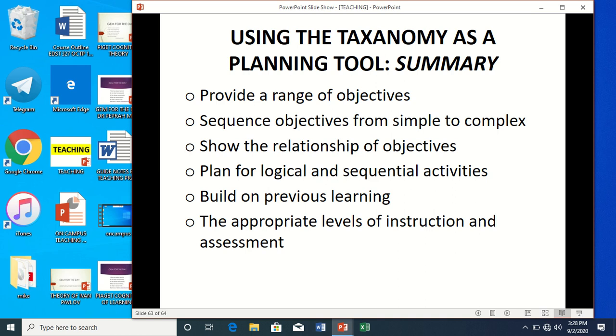If you set an objective at the cognitive level, how is that related to the other domains? How logical and sequential are the activities that you are providing in your teaching? Are you building on the previous knowledge, the previous learning of students?